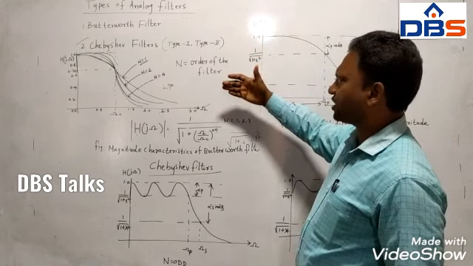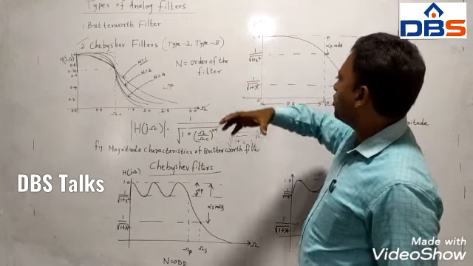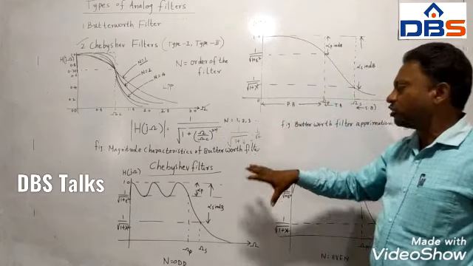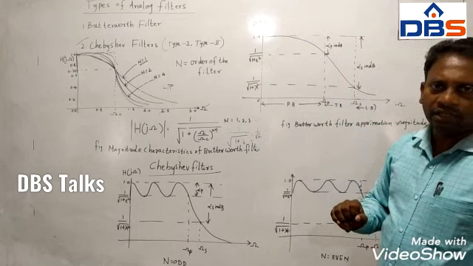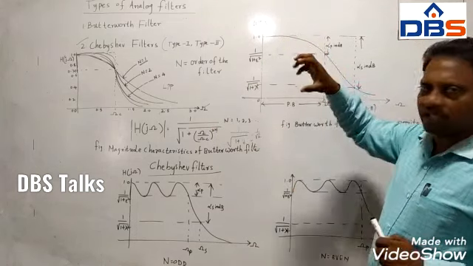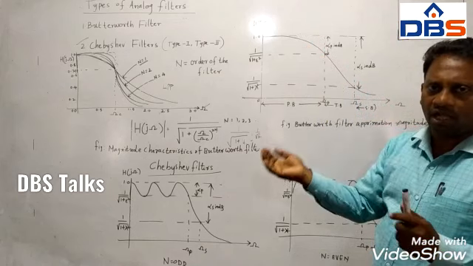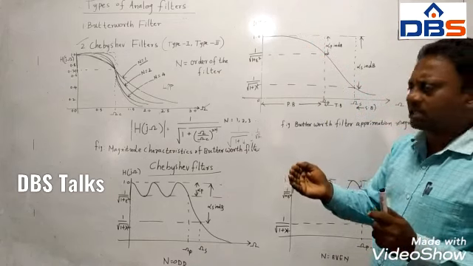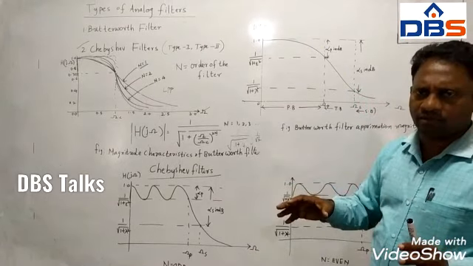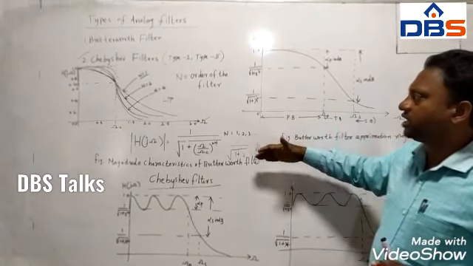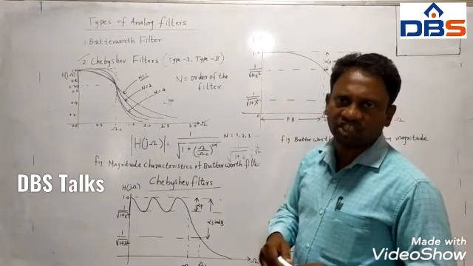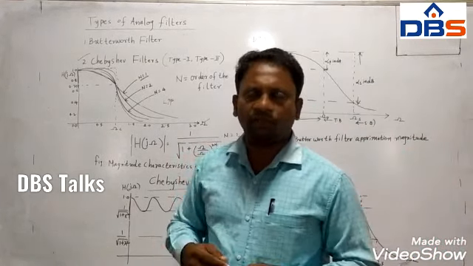There are some other differences also. The number of poles present in the Butterworth filter is more than the number of poles present in the Chebyshev filter. In the Butterworth filter, all the poles are present on a circle, and in the Chebyshev filter, the poles are present on an ellipse. Okay, in this way we can differentiate the Chebyshev filter and Butterworth filters. These are the two types of analog filters present in analog filter design.